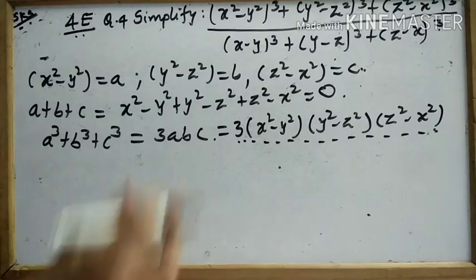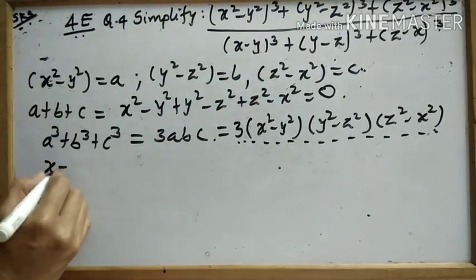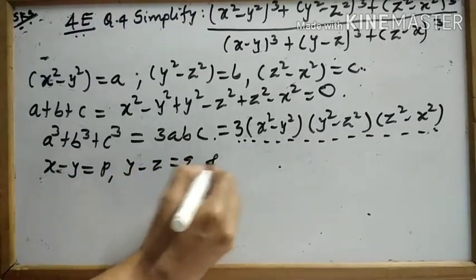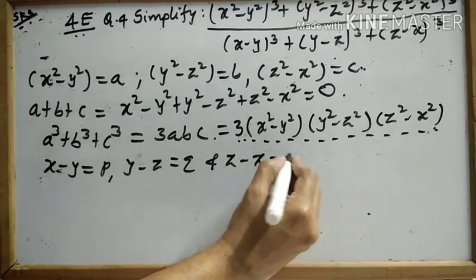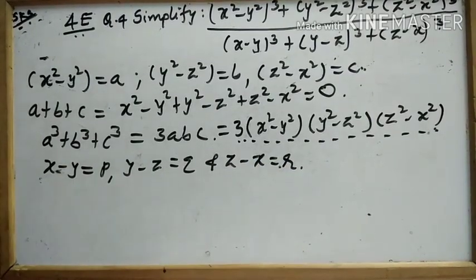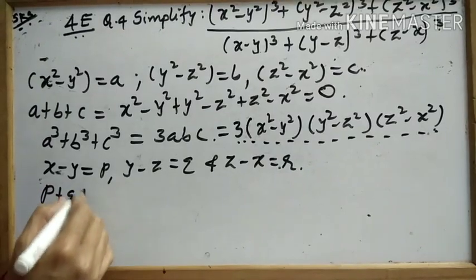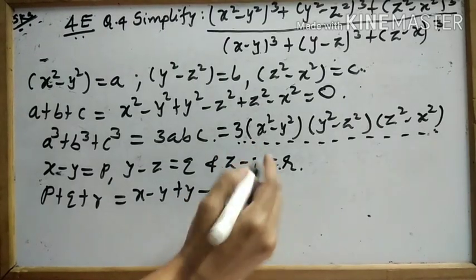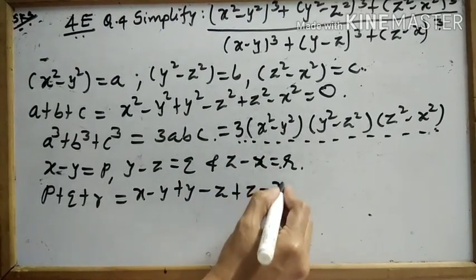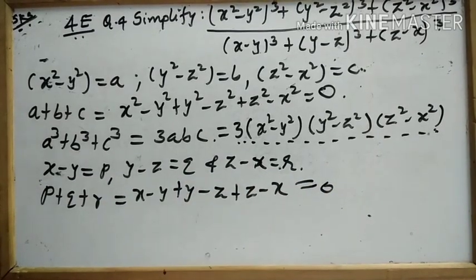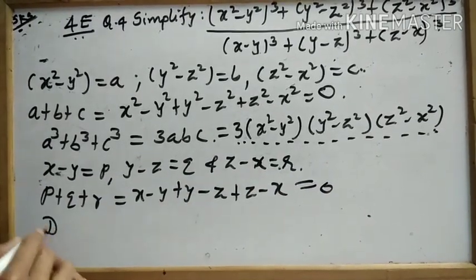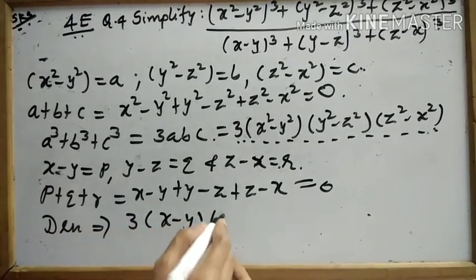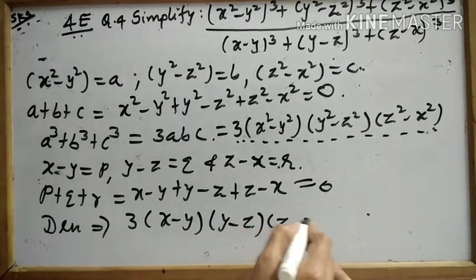Similarly, dear friends, if you observe the denominator part, say x minus y I take as p, y minus z I take as q, and z minus x I take as r. If you add p plus q plus r, what will be your result? Your result will be x minus y plus y minus z plus z minus x, and that will fetch your result as 0. So your denominator will be nothing else but 3 into bracket (x minus y) into (y minus z) into (z minus x).